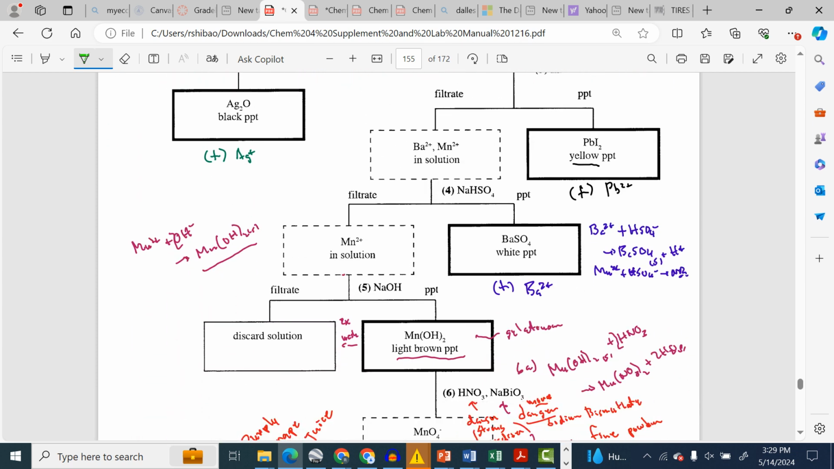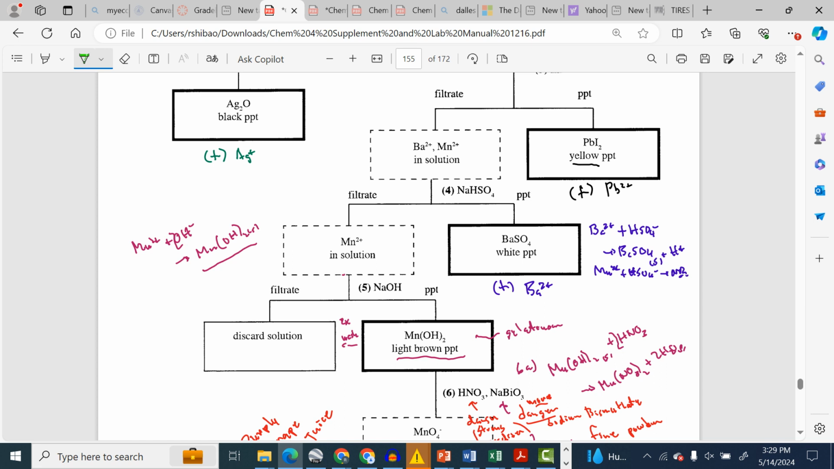And again, the dashed lines mean solution, the solid line means precipitate. So now we're working the solution here, over here, barium and manganese. And then what we're going to add is this stuff. What is NaHSO4 called? Sodium bisulfate. That's correct. So we're going to add sodium bisulfate.